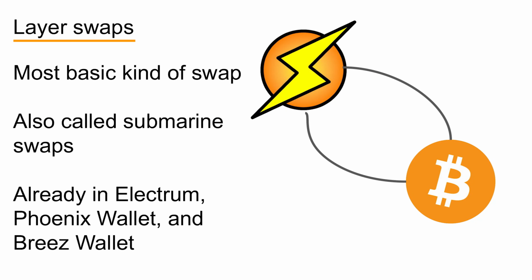Layer swaps. Layer swaps are the most basic kind of swap. A layer swap trades Bitcoins in a regular Bitcoin address for Bitcoins on the Lightning Network, or vice versa. They are sometimes called submarine swaps because, like a submarine, they go between a higher layer, the Lightning Network, and a lower layer, the base layer, where normal Bitcoin addresses are. Layer swaps are easy to do and are built into several Lightning wallets, including Electrum, Phoenix Wallet, and Breez Wallet.